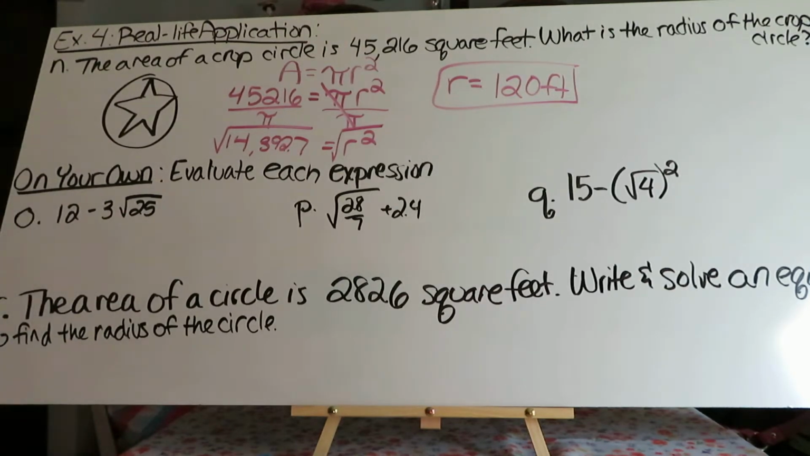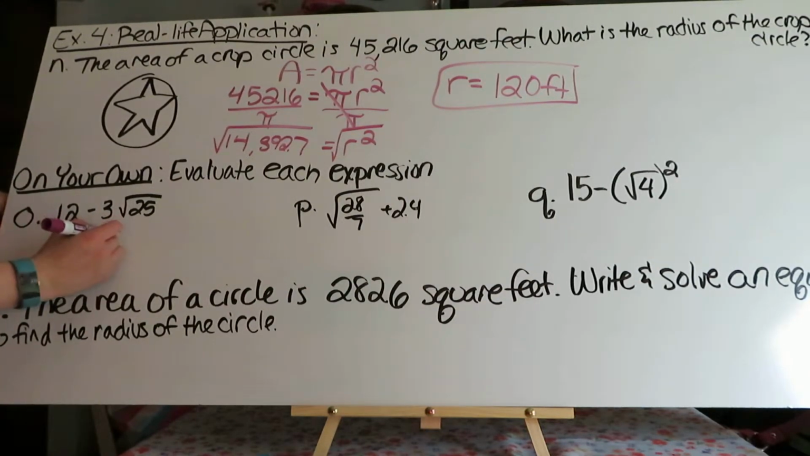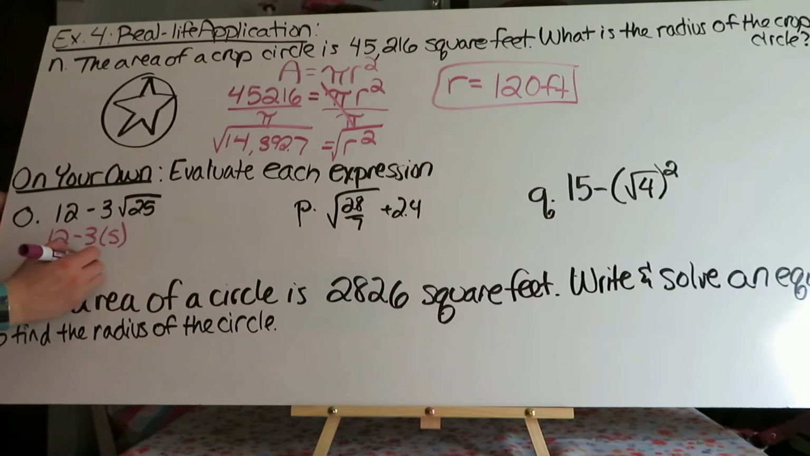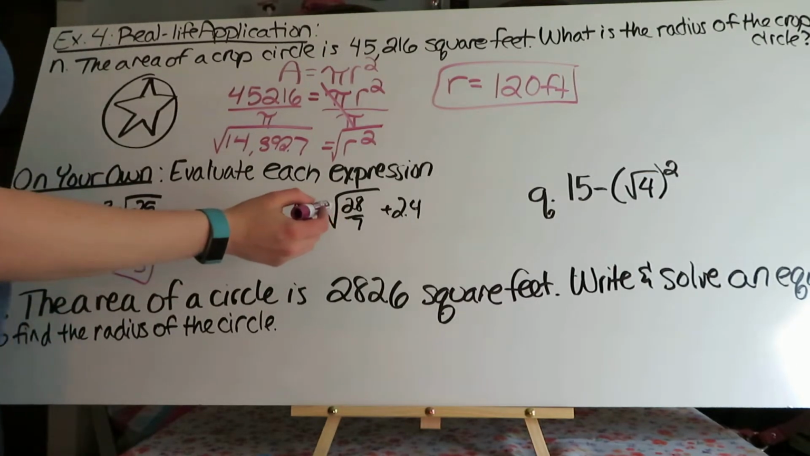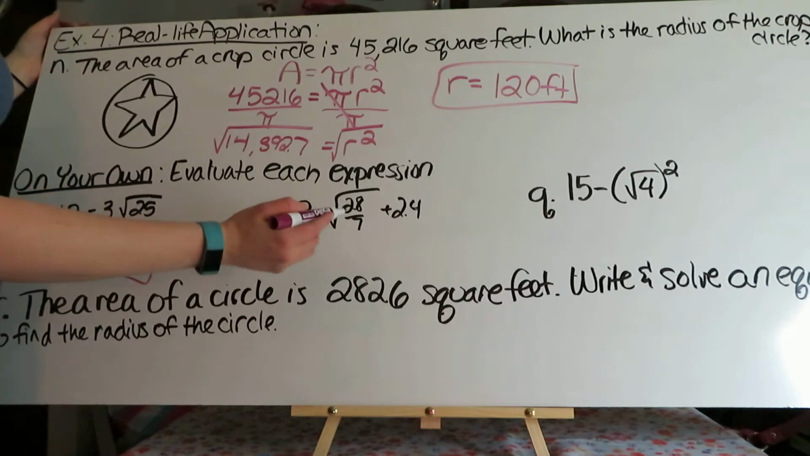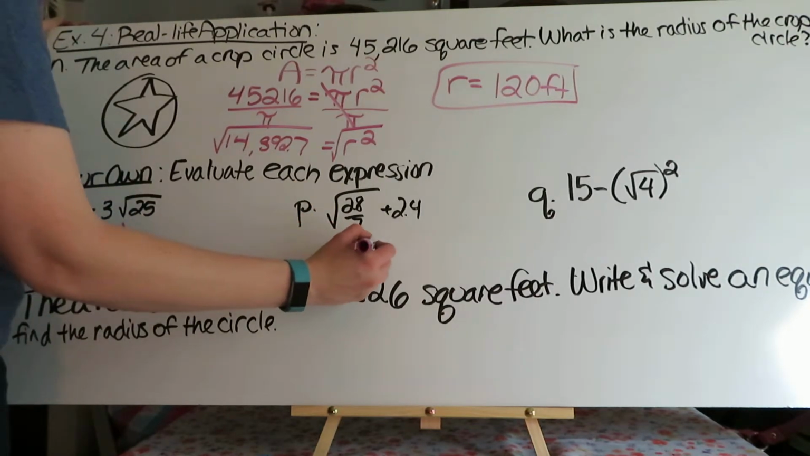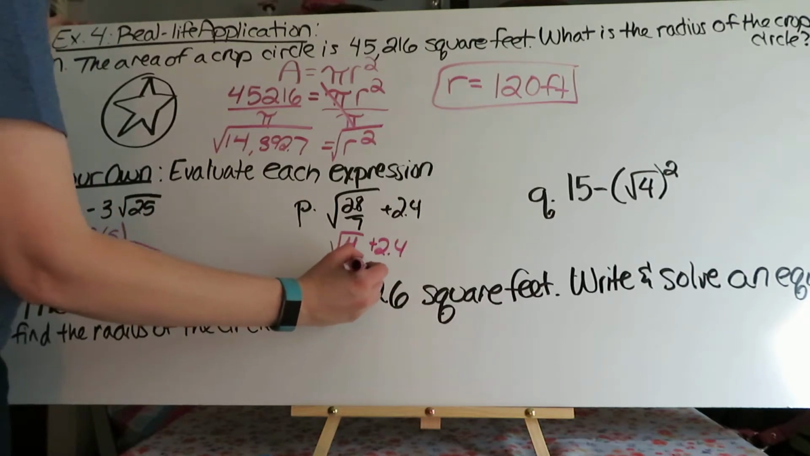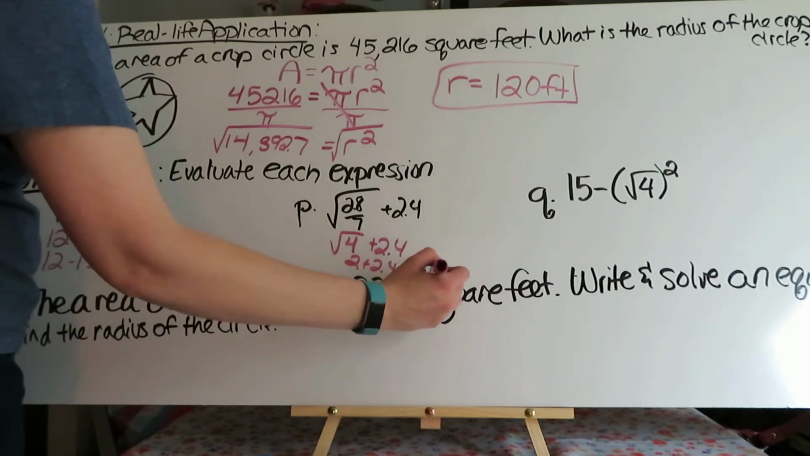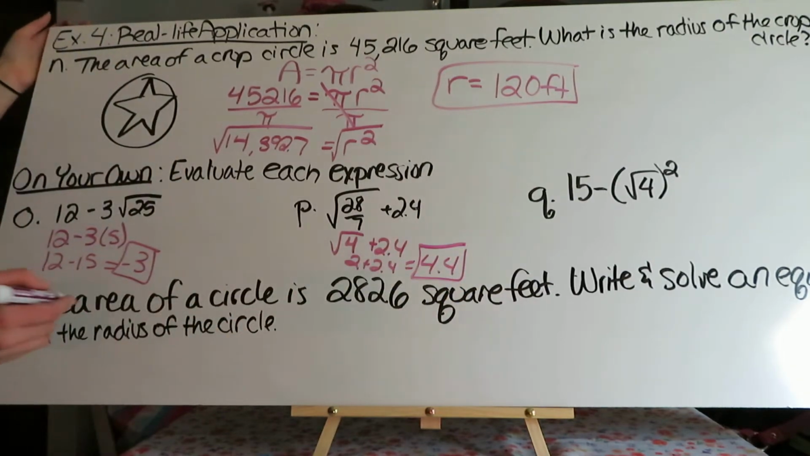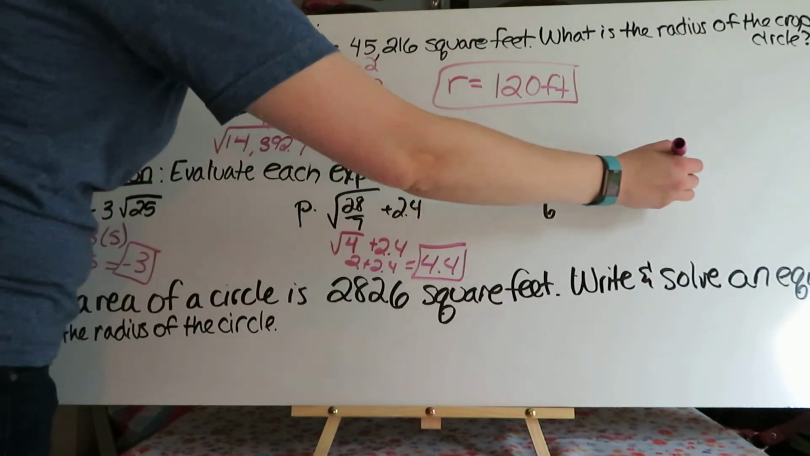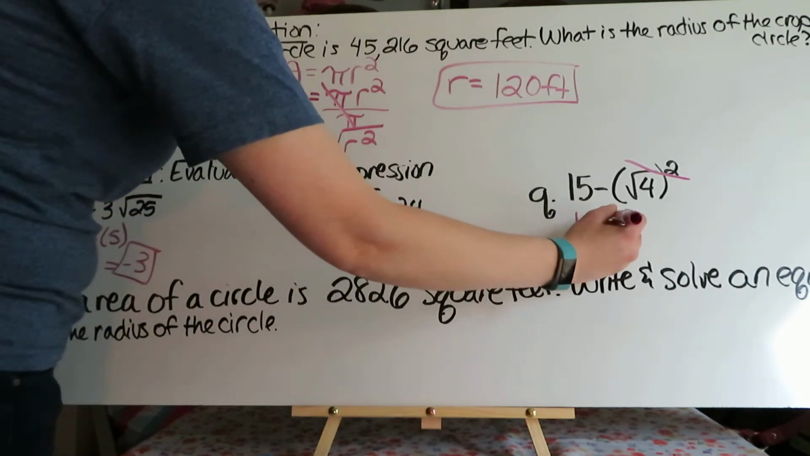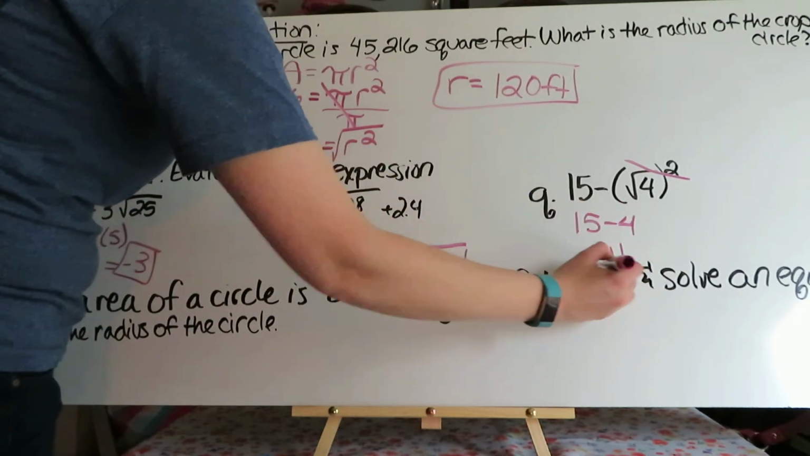All right, on your own, go ahead and try these problems. 12 minus 3 times 5. 12 minus 15 equals negative 3. P, 28 and 7 are not perfect squares, but 28 divided by 7 gives you 4. The square root of 4 plus 2 4/10: 2 plus 2 4/10 is 4 4/10. Letter Q. These cancel each other out. They simplify and get rid of it, so 15 minus 4 gives me 11.